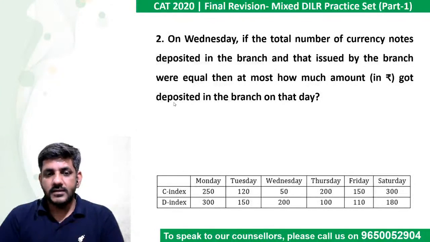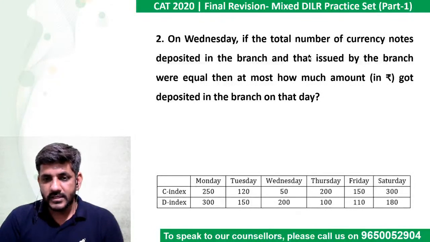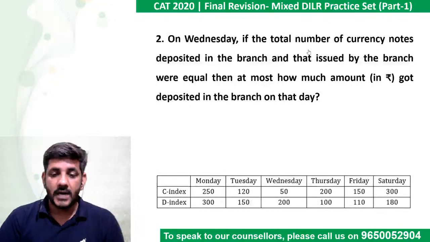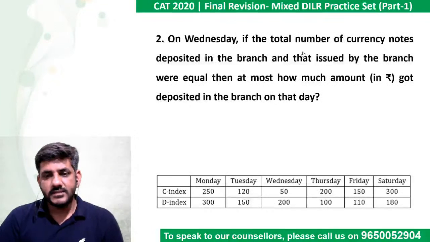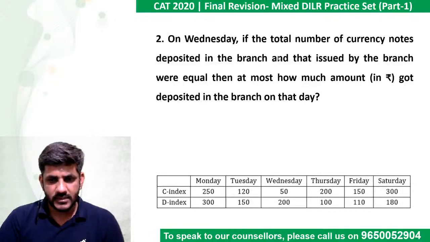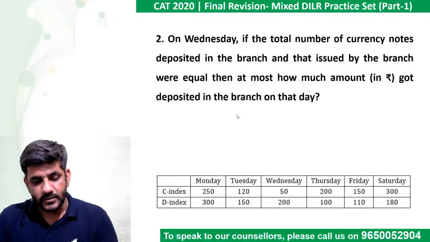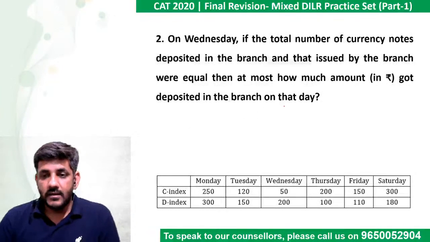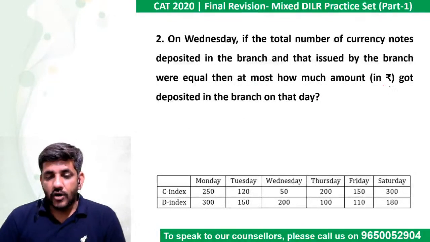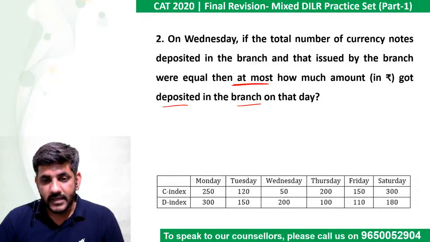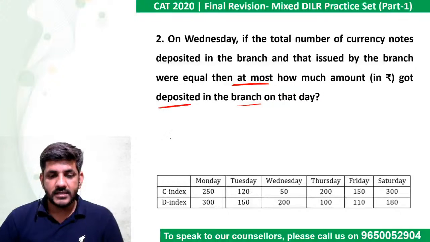यही कह रहा है ना? The total number of currency notes deposited, they are equal. और उसमें क्या कह रहा था? The amounts are equal. So that is the only difference between the two. कि अब की बार बात कर रहा है वो currency notes equal होने की, पहले बात कर रहा था amount equal होने की. ठीक बात है. Then at most how many amount got deposited in the branch? So we want to maximize the amount deposited this time.